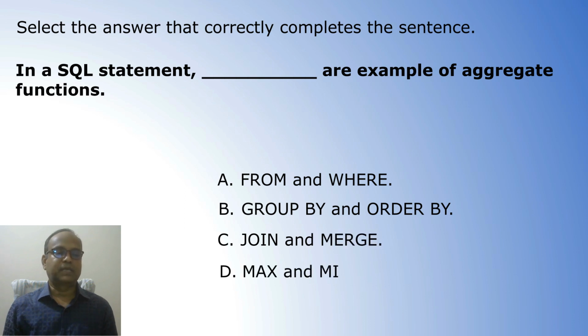Option D, max and min. The answer. The correct option is D. An aggregate function performs a calculation on a set of values and returns a single value.